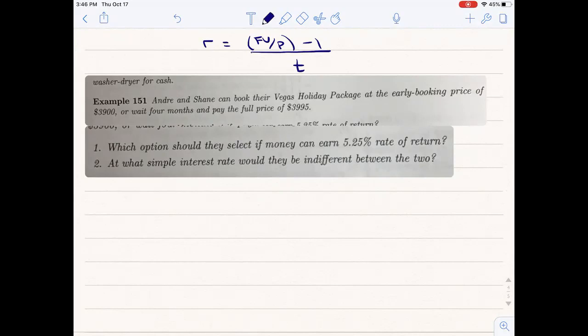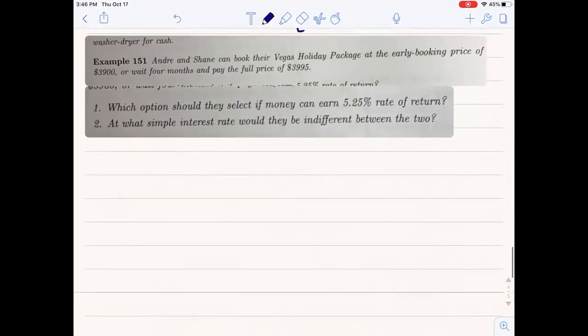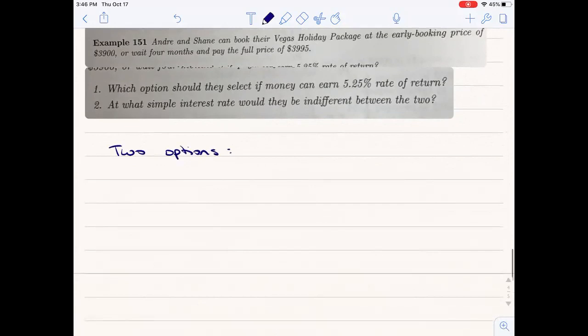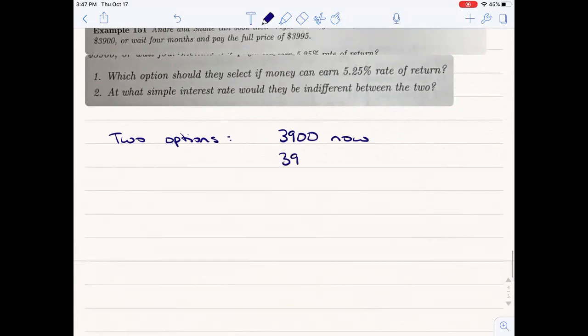Or if just paying the $3,900 now is cheaper, then they're going to do that instead of paying the $3,995 4 months from now. Right? And so we've got two options. They can pay $3,900 now, or $3,995 in 4 months.